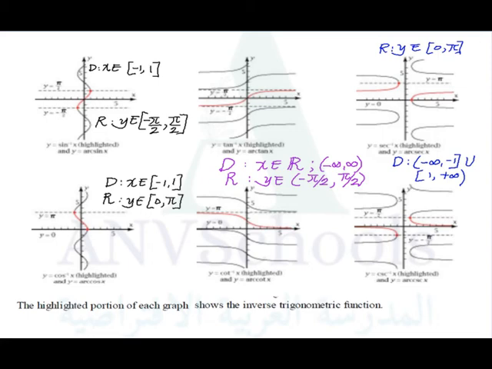For the cotangent function, our domain is in between 0 and pi, or I mean it's actually an element of R, or from -infinity to +infinity. And the range is from 0 to pi.